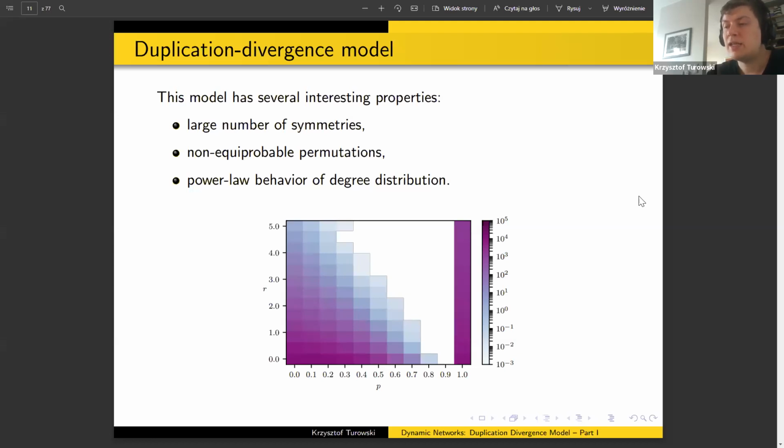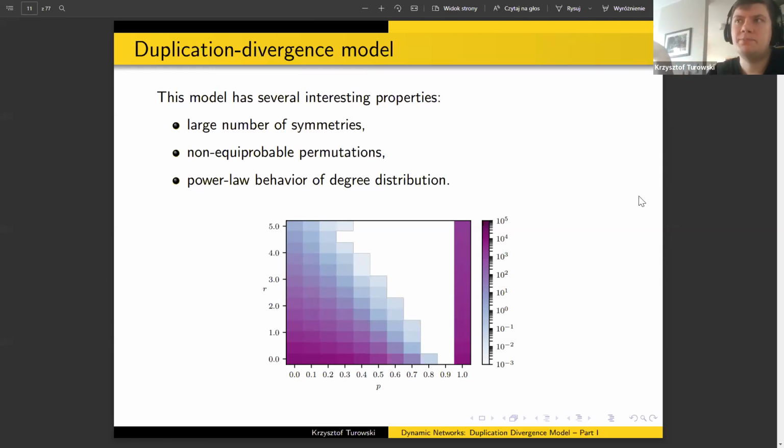Similarly, with preferential attachment or the Barabási-Albert model, this model also very often generates asymmetric graphs with no symmetries in it. And on the other hand, we know that, for example, biological networks are very symmetric. So this model gains a very large advantage over these two models in terms of fitting the model to the real world data.